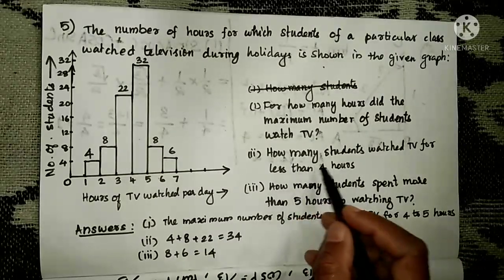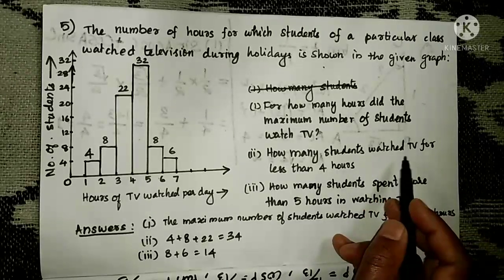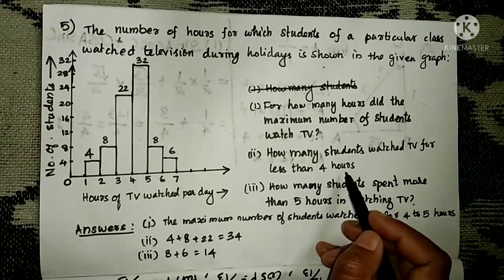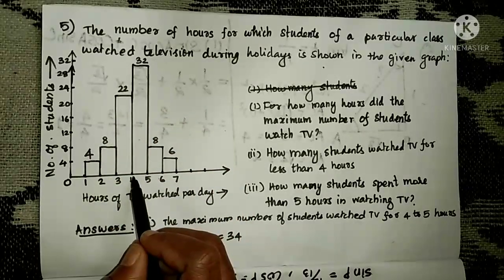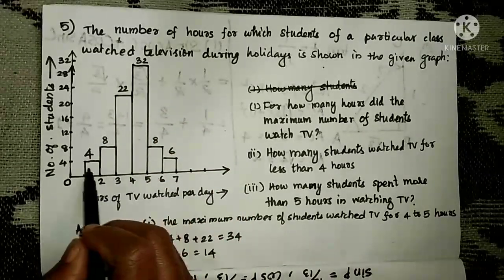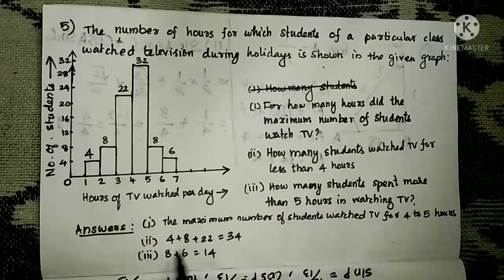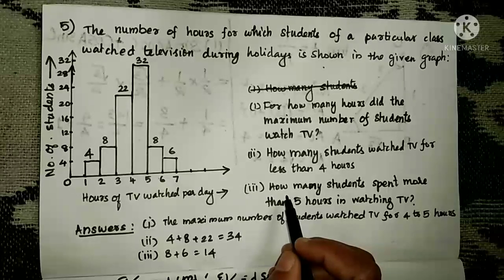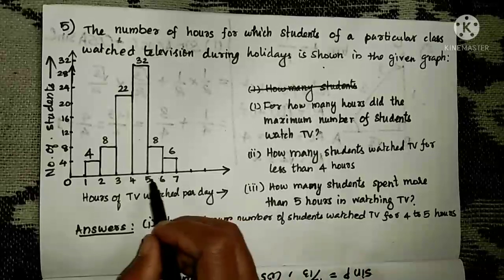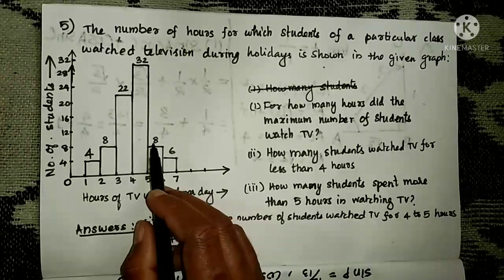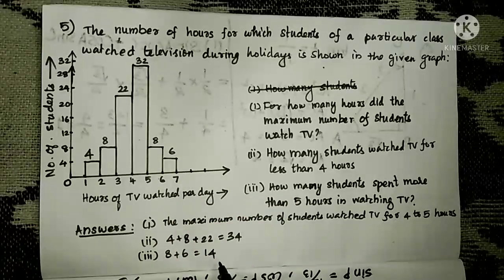Then the second question: how many students watched TV for less than 4 hours? You can see the 4 mark here. Less than 4 means we have to add these 3 values: 4 plus 8 plus 22. So we get 34. Then, how many students spent more than 5 hours watching TV? More than 5 hours, after 5, we have 8 plus 6, that is 14 students. These questions you can copy in your notebook. Thank you, students.